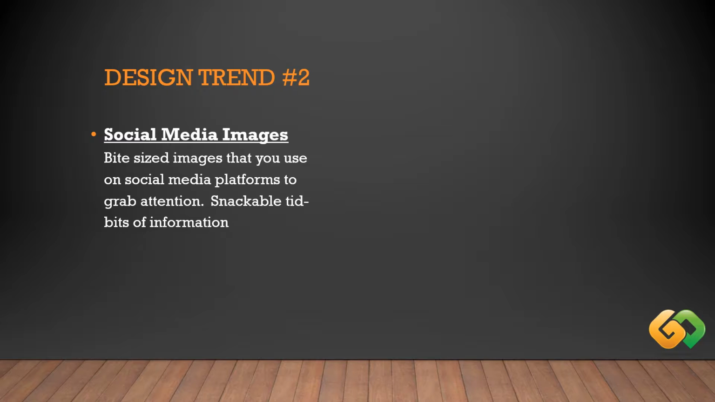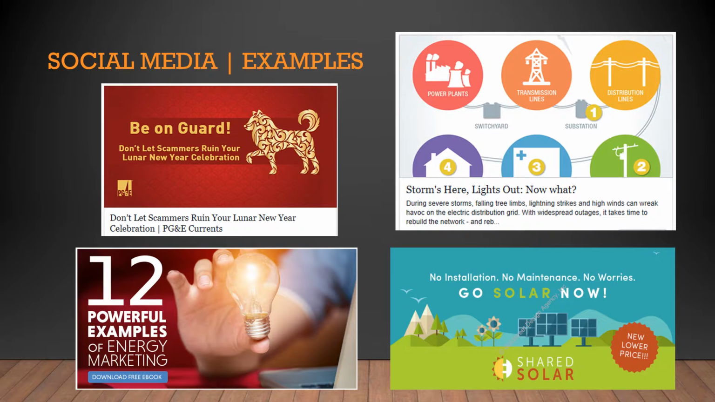The second design trend is social media images, and these are bite-sized images that you use on social media platforms to grab attention. They're snackable tidbits of information. Visuals in your social media strategy are essential. These images are designed to stop the reader in their scrolling tracks, engaging them with an image to get them to click and get more information about your topic.